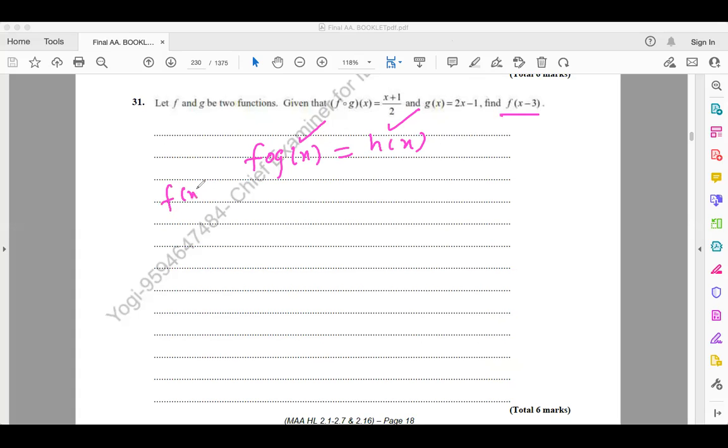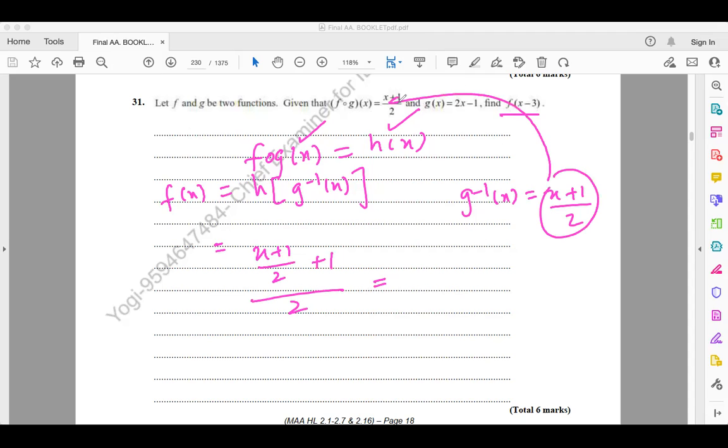So f of x in this case is going to be h of g inverse x. Now g inverse x here will be x plus 1 upon 2. So that's g inverse x. So you're just going to do h of that function. So it'll be (x plus 1 upon 2) plus 1, upon 2. So you input basically this out here. Okay, so it'll become x plus 1 plus 2 upon 2, divided by 2, which is x plus 3 upon 4. That's your f of x.